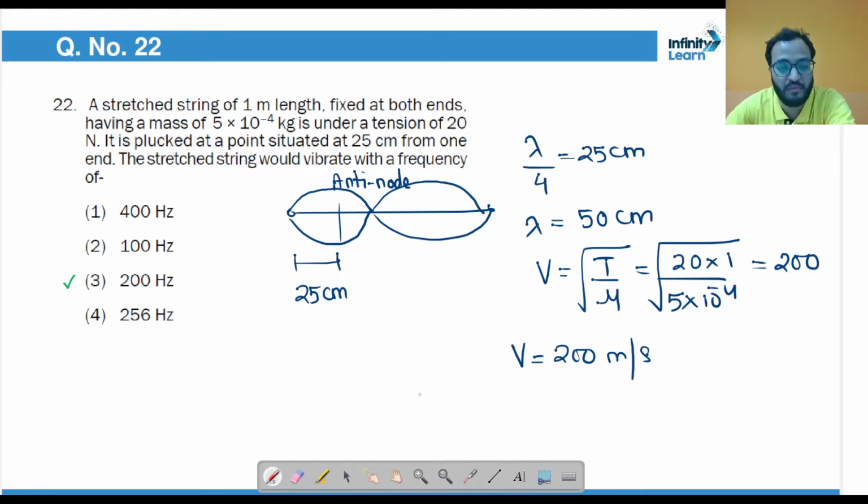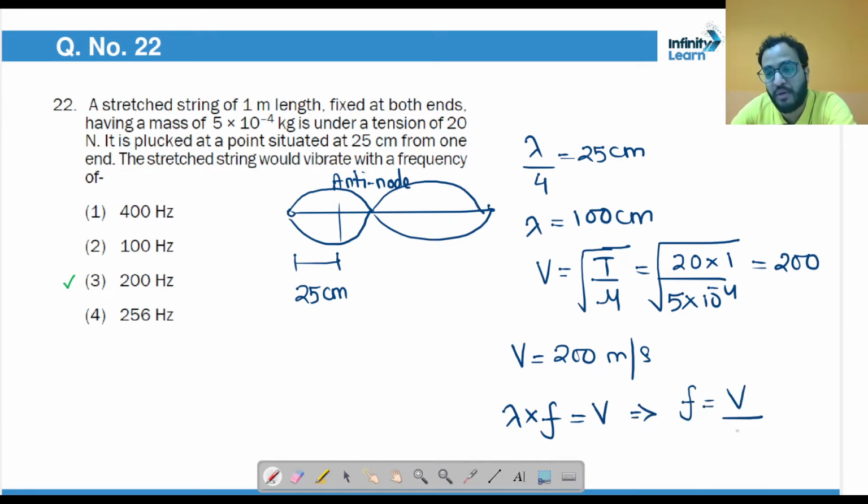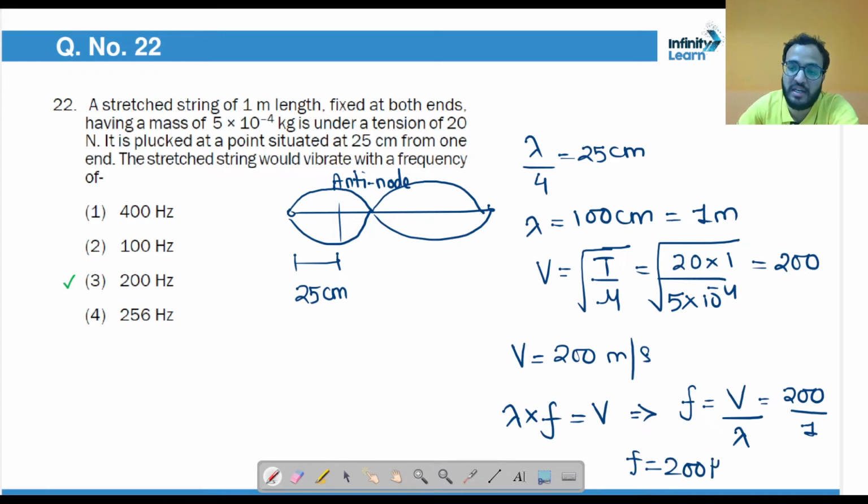And this is 100 centimeter, right? So we will say lambda into frequency is speed. So what is frequency? Speed upon lambda. So it is 200 meters upon 100 centimeter, which means 1 meter. So answer will be 200 hertz.